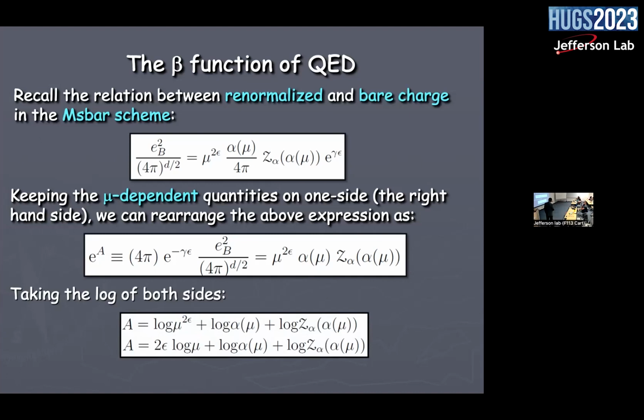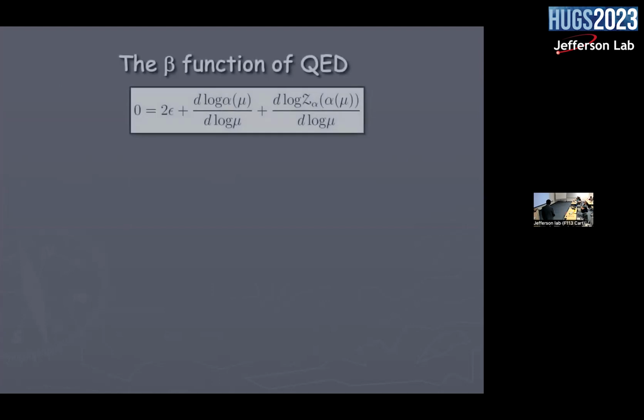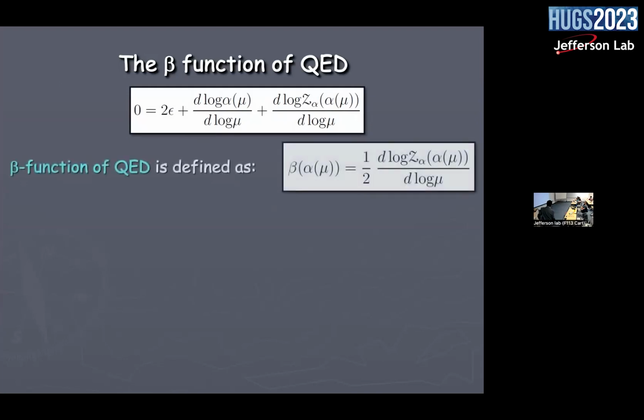If I take the log of both sides, this becomes A. And this, of course, can be written as 2 epsilon log mu, plus log of alpha, plus log of Z alpha, where Z alpha is the renormalization constant. And now I take the derivative with respect to log mu. The left side I have chosen doesn't depend upon mu, and therefore if I take the derivative of the left side, it's going to be 0. So 0 will be equal to 2 epsilon plus the rest, taking the derivative with respect to log mu.